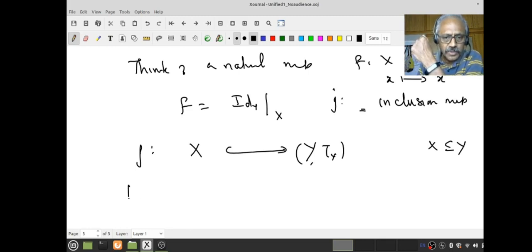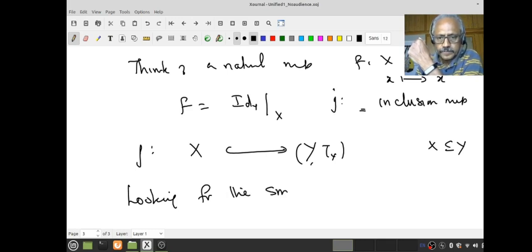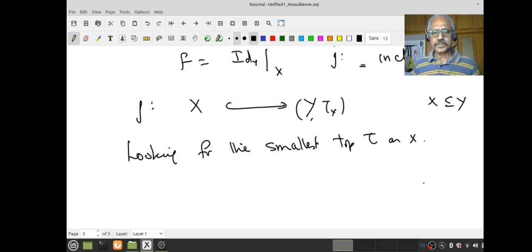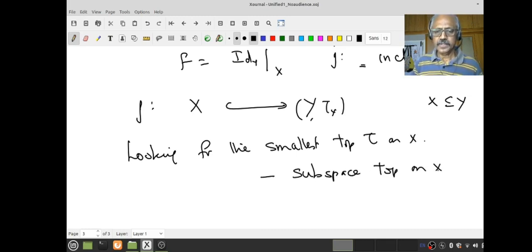Right. So we are looking for... it will turn out this topology is nothing other than subspace topology. If you had already learned subspace topology, you will see it's a new way of looking at it. You arrived at it by asking a question, whereas subspace topology usually the teacher or the textbook defines: look at this collection, this is a topology on X, therefore that's called subspace topology.